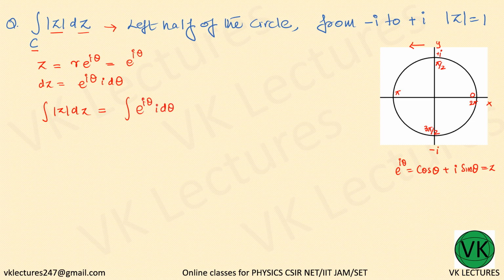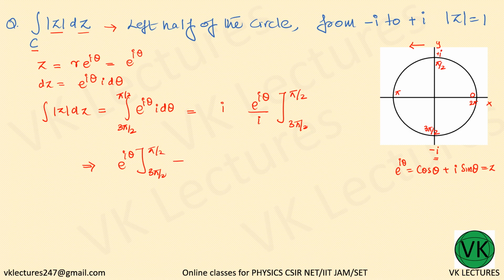Now we want the limits of the integral. It's given as minus i to plus i. So minus i means 3 pi by 2, plus i is pi by 2. So the integral is i times e to the power i theta by i from 3 pi by 2 to pi by 2. That also tells us e to the power i theta from 3 pi by 2 to pi by 2.